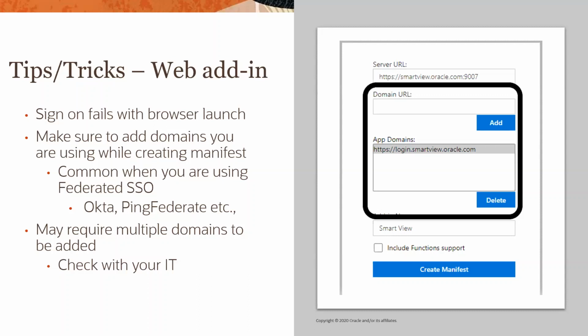The way to fix that is by adding the login dialog, login.smartway.oracle.com, or it could be login.okta.com, etc. Whatever domain you go through during a sign-on process, you need to make sure to add those in as part of the domain while creating the manifest. You can check with your IT and they will be able to guide you to see the different domains they are using to complete the authentication process.